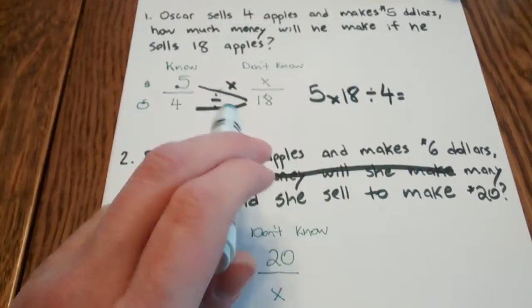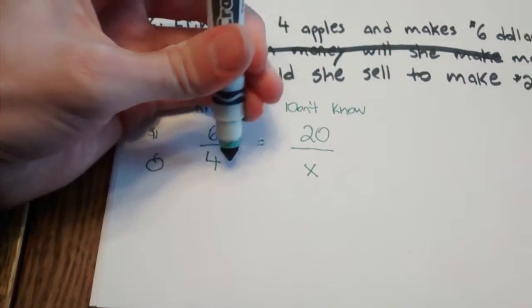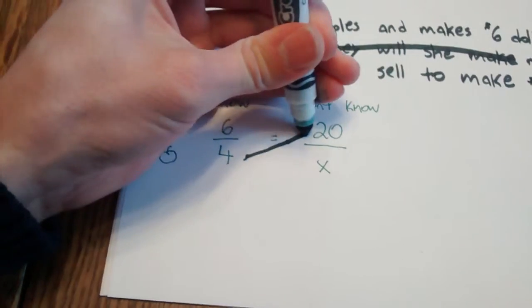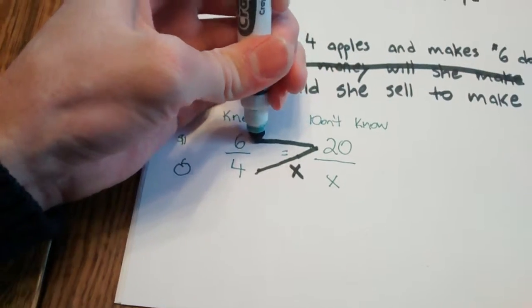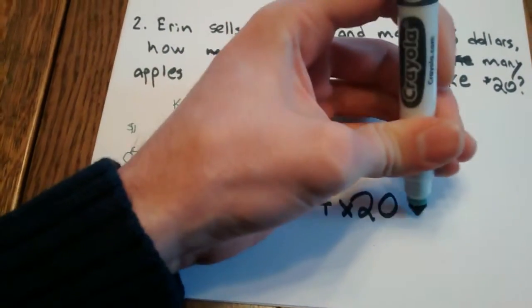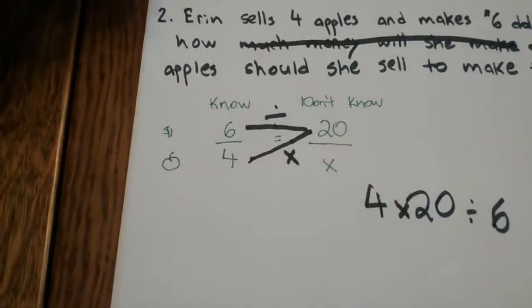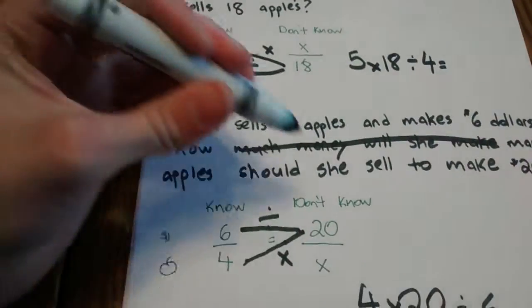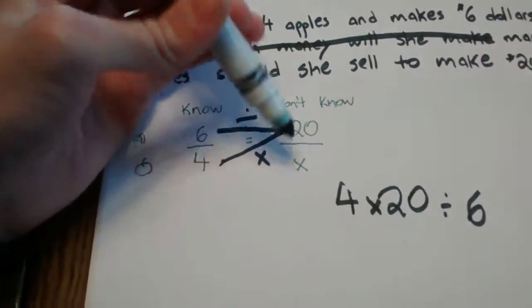So the same thing we did up here to find x. We look for the number we're looking for, and then we go across. That's our starting point. Then we go up, and we multiply, and we go across and divide. So 4 times 20 divided by 6. A little bit different than that one, but the same principle applies. And now that gives us x.